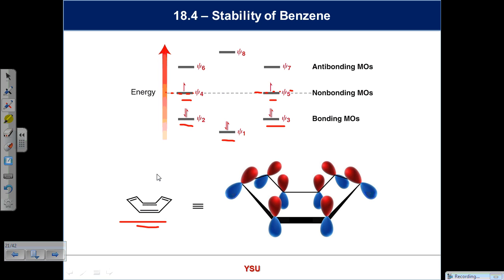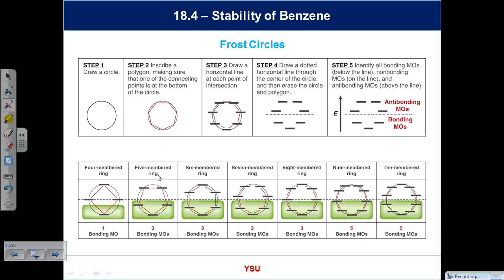Well, a lot of it's mathematically based, but we can actually use a device to construct them yourselves. And I'd be happy if you could do up to about a 7-membered ring. I think an 8-membered ring is kind of tricky, but you can do it. And this is something called a Frost circle. Again, this is a device to help us handle the information.